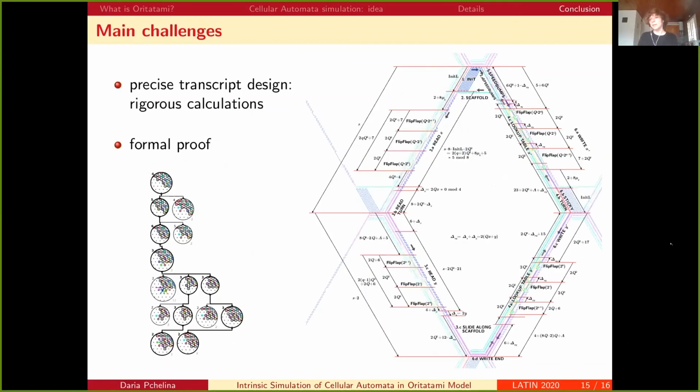So I gave you the ideas of our construction, but I hid all the rigorous computations necessary to align everything together. So you can look at the picture and have an idea of how complex it was. Besides that, another challenge was to verify that everything works correctly. And so to see that the whole structure works as expected, we needed just to check it for all local configurations, because the Oritatami system is folding locally.